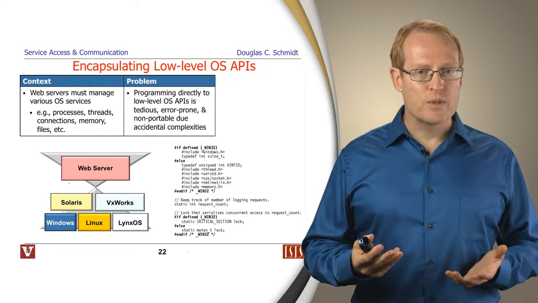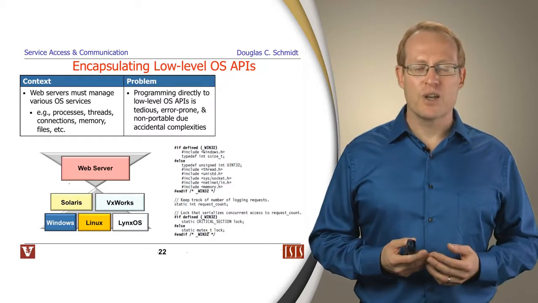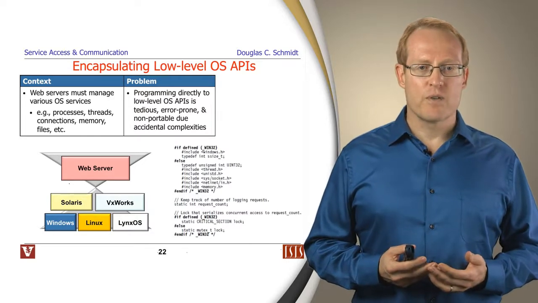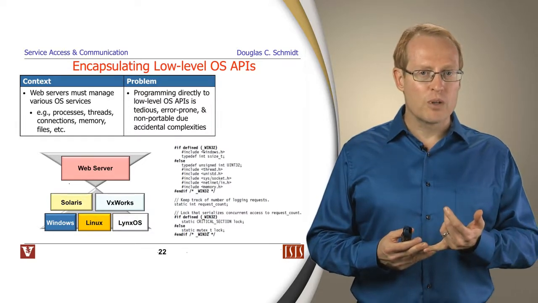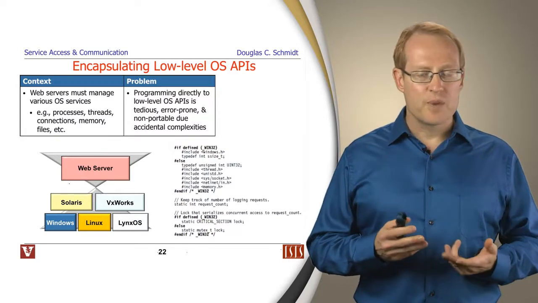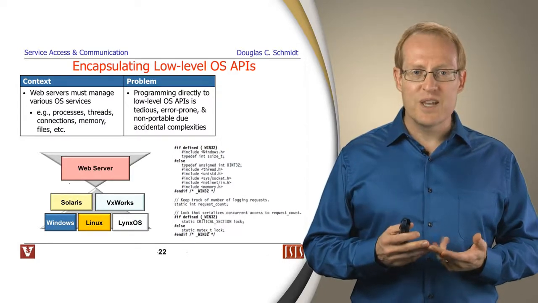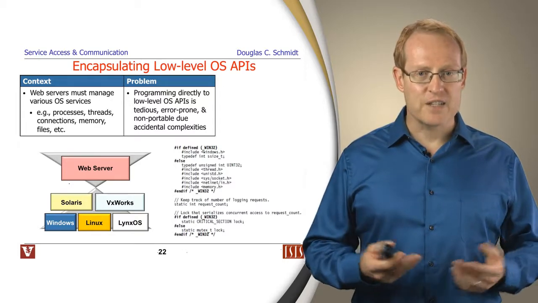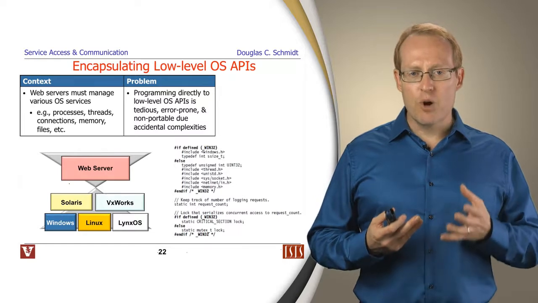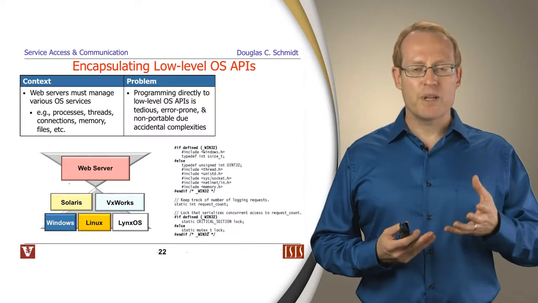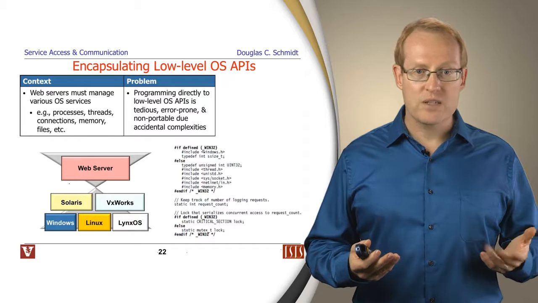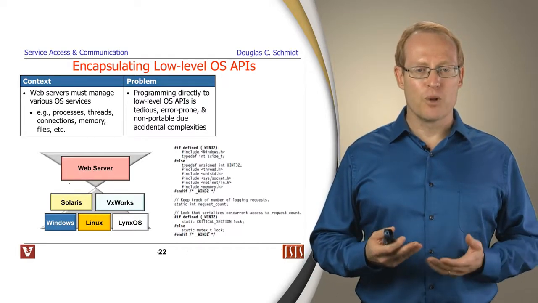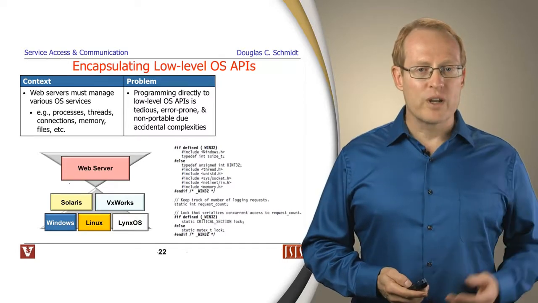If we're trying to build a web server or any other kind of networked application, we often have to access various operating system services. Services for communication, both local and remote communication, concurrency, both processes and threads, synchronization, various kinds of memory management, and so on, and file access. The problem here is that programming directly to the low-level operating system interfaces exposed by the OS, written in C usually, is a tedious and error-prone and non-portable ordeal. So how are we going to get around this?